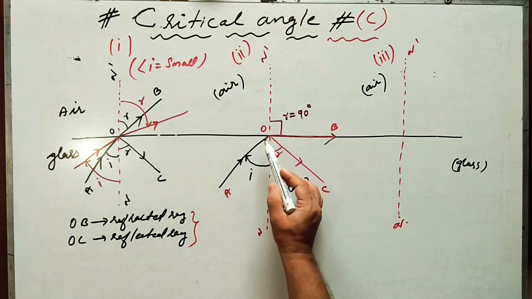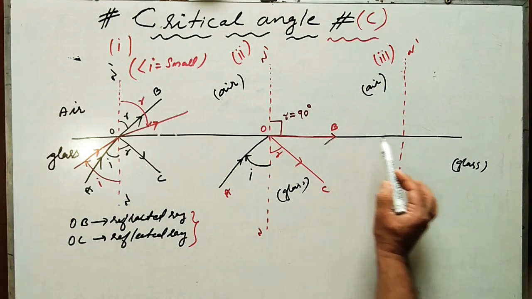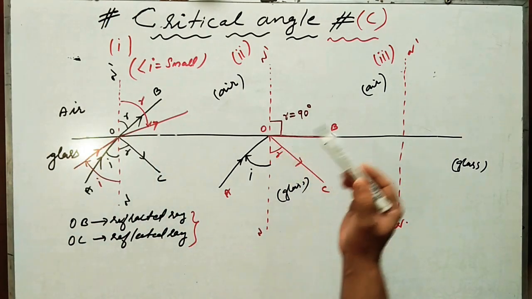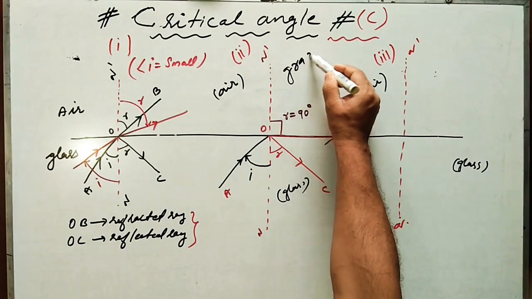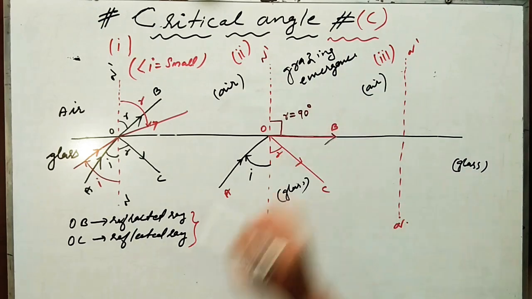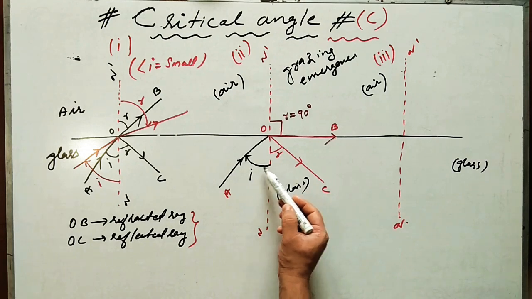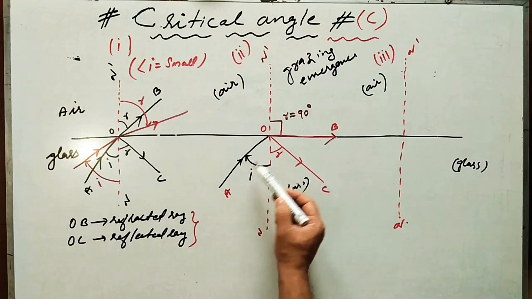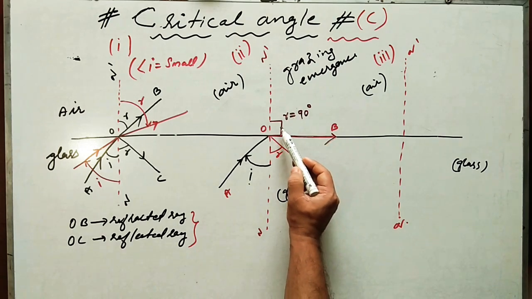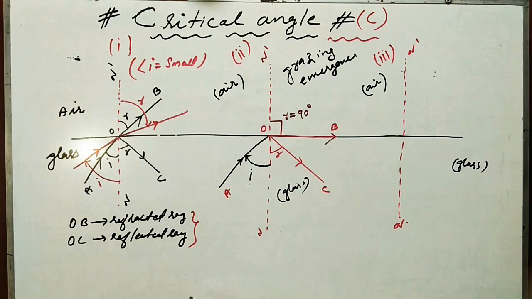The refracted ray OB is passing along the periphery of the surface of separation between glass and air. It is called grazing emergence. I can write grazing emergence. So at a particular value of angle of incidence in the denser medium, the angle of refraction in the rarer medium becomes 90 degrees, as you can see on the diagram.